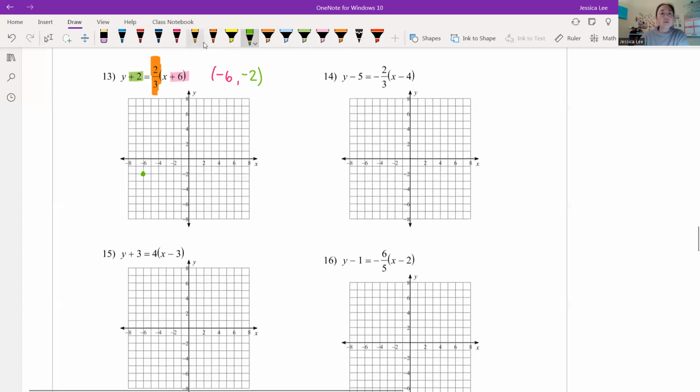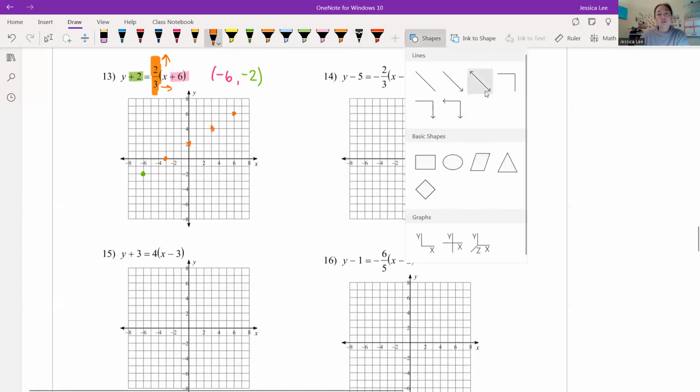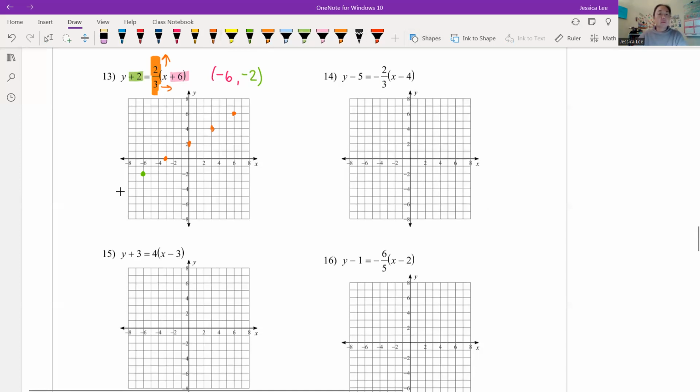This is our point. And from that point, we're going to go 2 up and 3 to the right. So 2 up, 3 to the right. 2 up, 3 to the right. 2 up, 3 to the right. And that's about as far as I can go. And we just draw a line. The more you practice this, the easier it's going to become. There we go.